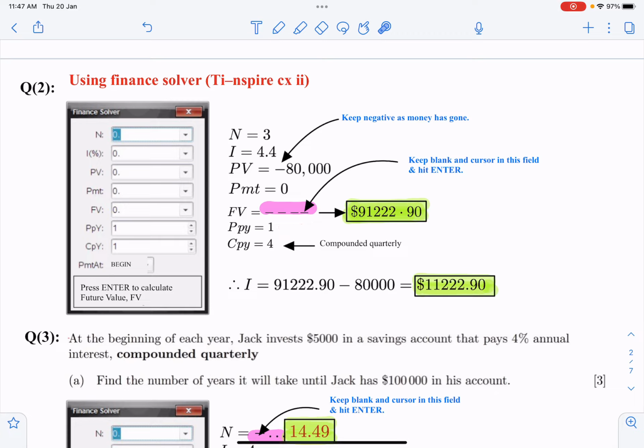Okay. So look here, N is 3, I is 4.4, PV will be negative 80,000. Why negative? Because we keep it negative as the money has gone from us. Okay. So money is not with us. Therefore, remember that you have to write negative. Okay. Keep this field blank because we have to find the future value. FV means future value. PV means present value. Okay. And then after filling everything, bring your cursor here and hit enter.